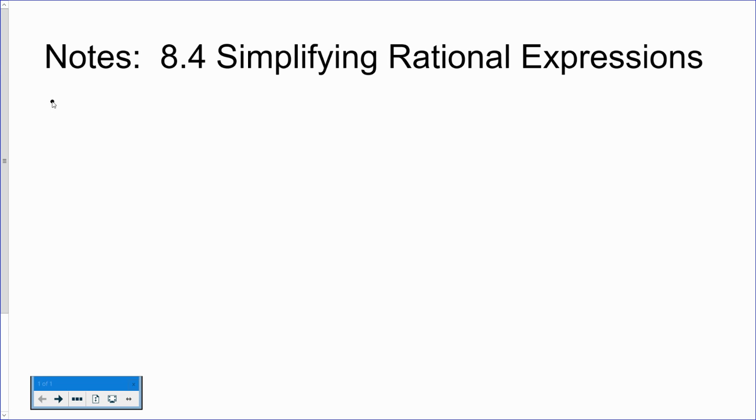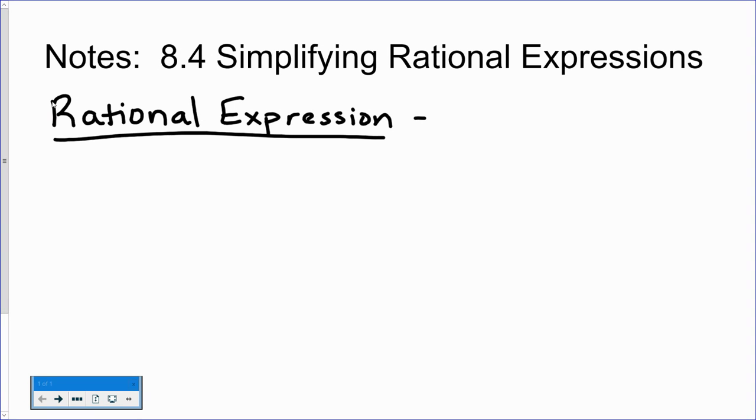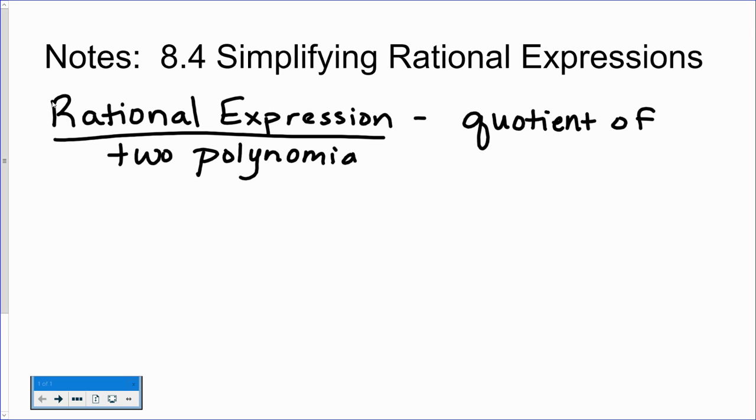So let's talk about what a rational expression is, because that's what we'll be looking at this entire unit. It is a quotient of two polynomials. So quotient is going to mean a fraction. So this entire unit will involve fractions. You're welcome. All right, so we're going to be simplifying today, so we're going to put it in simplest form.